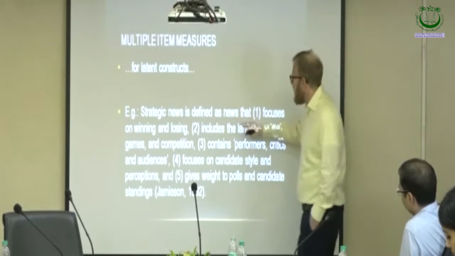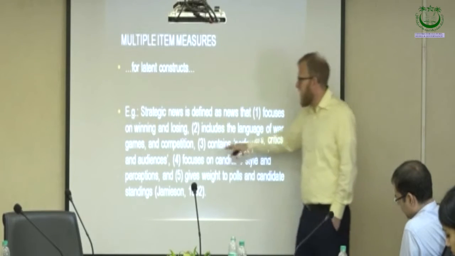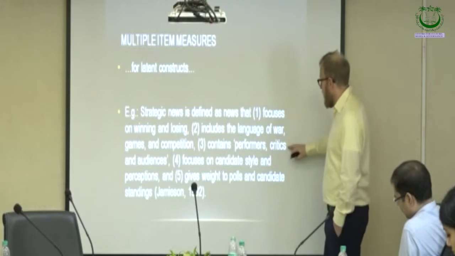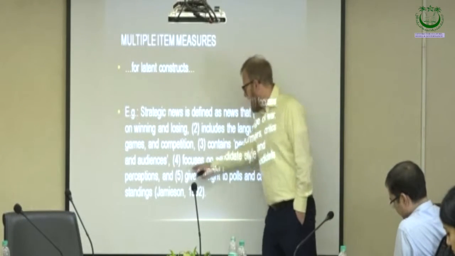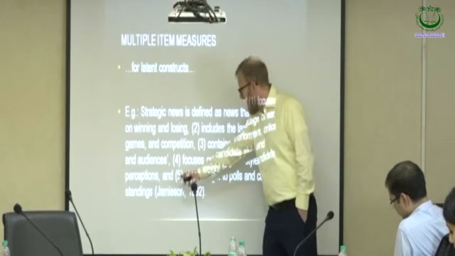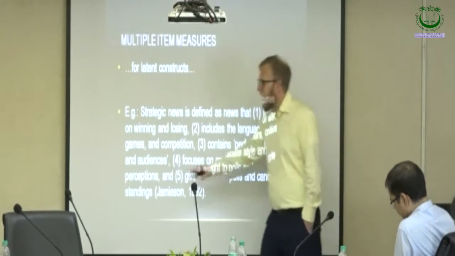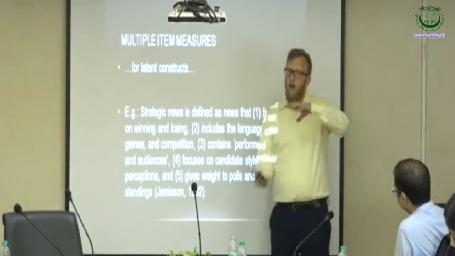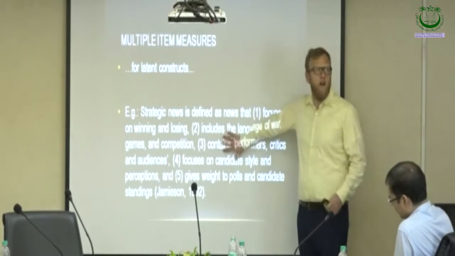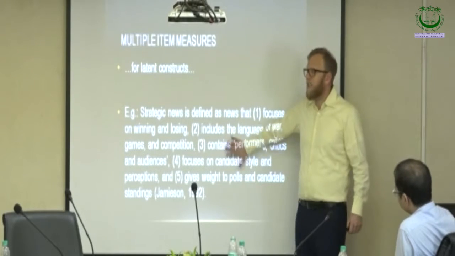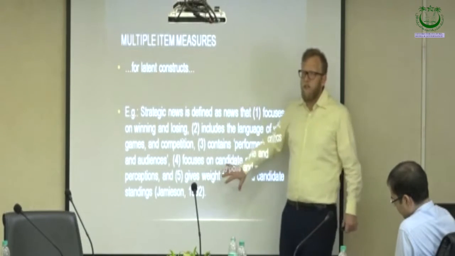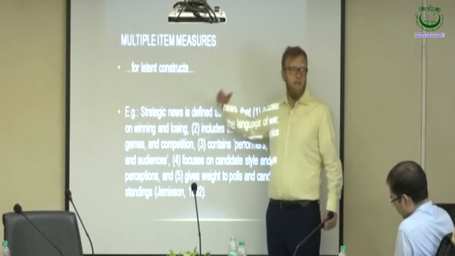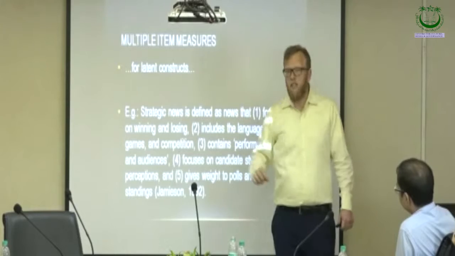And they define strategy news as news that 1, focuses on winning and losing, 2, includes the language of war, games, and competition, 3, contains performers, critiques, and audience, 4, focuses on candidate style and perception, and 5, gives weight to polls and candidate standings. So their measurement of strategic news would include all of that. And it would be very stupid to now have one question in your codebook asking whether anything of this occurs. So what you would have for this is probably at least 5, probably even more items, questions.